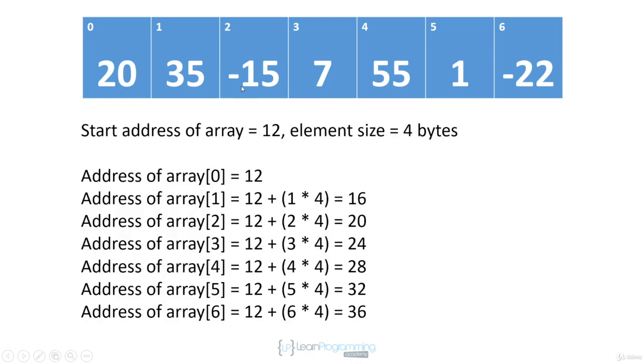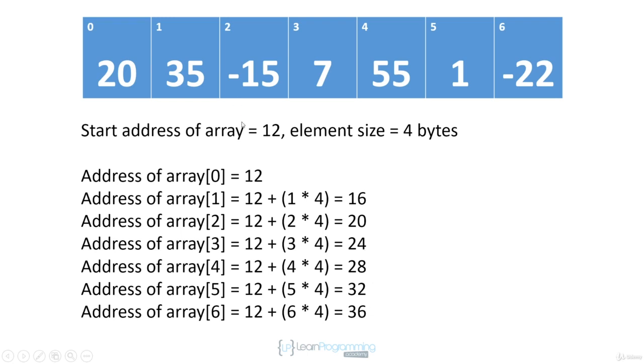So if we want minus 15, we've got to jump over 2 elements. So we're going to start at 12, and this time we're going to add 2 times 4 to it to get 20. So the minus 15 will start at 20. If we want to get to the 7, we've got to jump over 3 elements. So that's going to be 12 plus 3 times 4, and that'll give us 24, and so on.